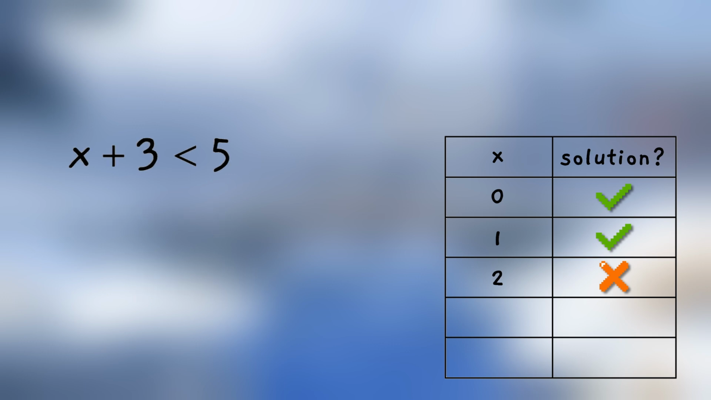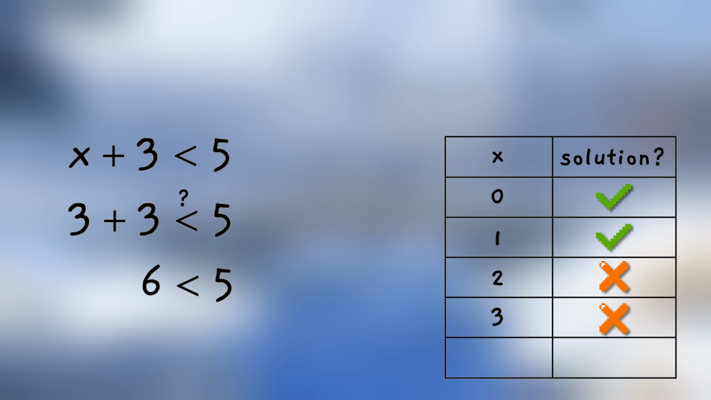And if we did one more like 3, we plug that in, we get 3 plus 3 is less than 5. I'll put a little question mark over that to remind you that we're testing to see if this is true or false. We're not saying it's true or false. Well, this is false because 6 is not less than 5. So 3 is not a solution.